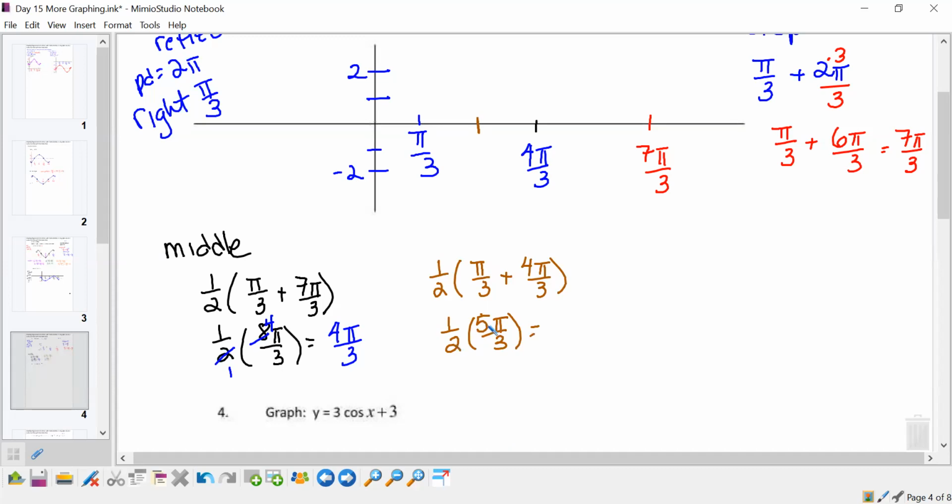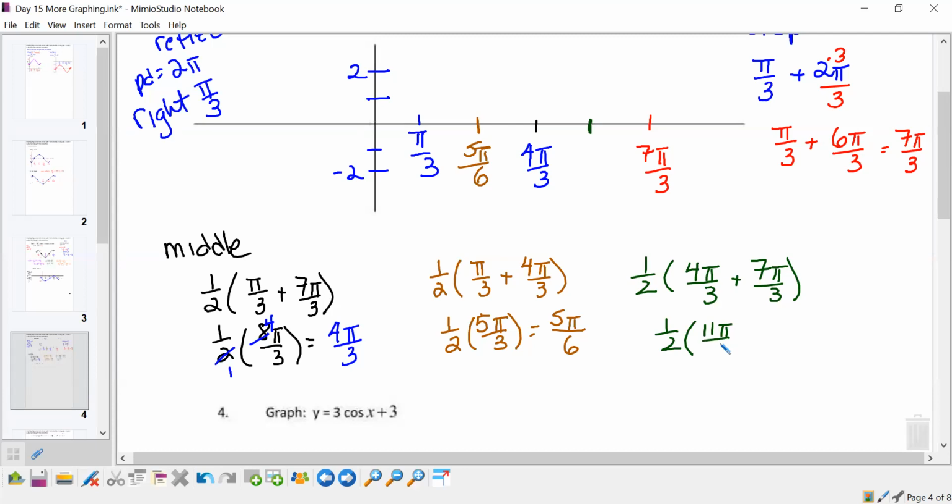5 and 2 don't reduce. 5 over 3 doesn't reduce. So we're going to multiply numerators, multiply denominators. We get 5 pi over 6. And now we need one more middle. That's 1/2 of 11 pi over 3, which is 11 pi over 6.